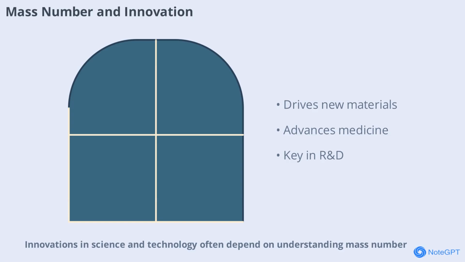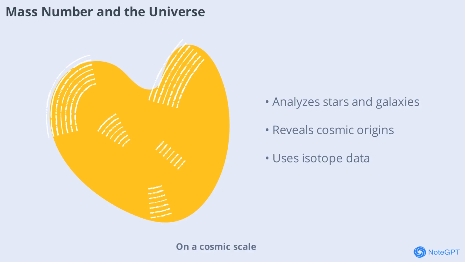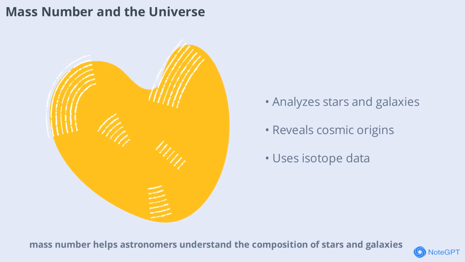Innovations in science and technology often depend on understanding mass number. From developing new materials to advancing medical treatments, mass number is a key factor in research and development across many fields. On a cosmic scale, mass number helps astronomers understand the composition of stars and galaxies. By analyzing the mass numbers of elements in space, scientists can learn about the origins and evolution of the universe.